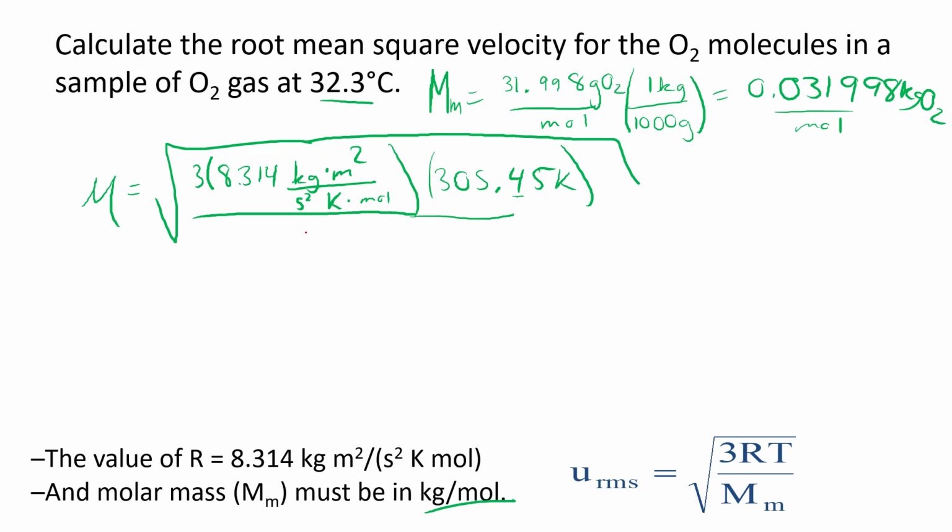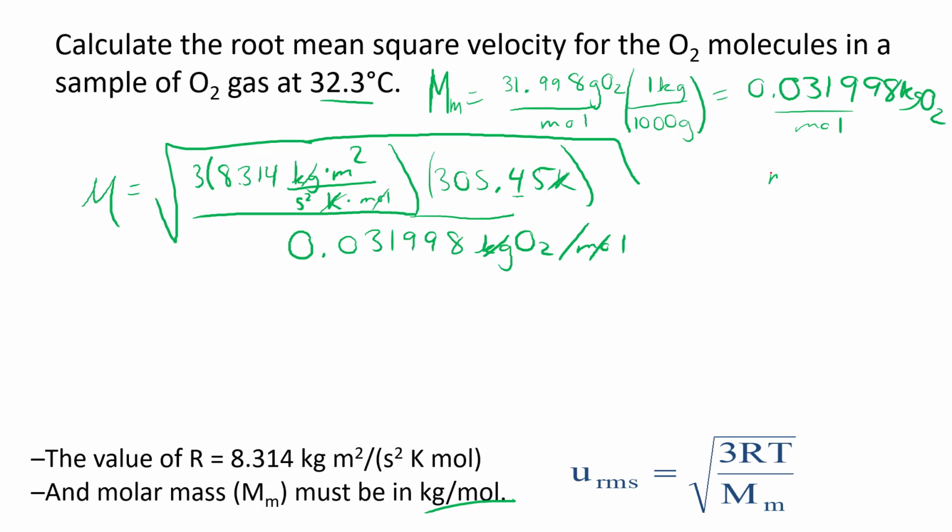Square root sign is over all of it. And then our molar mass on the bottom, 0.031998 kilograms of oxygen per mole. See what cancels. Mole, mole. Kilograms, kilograms, Kelvin, Kelvin.